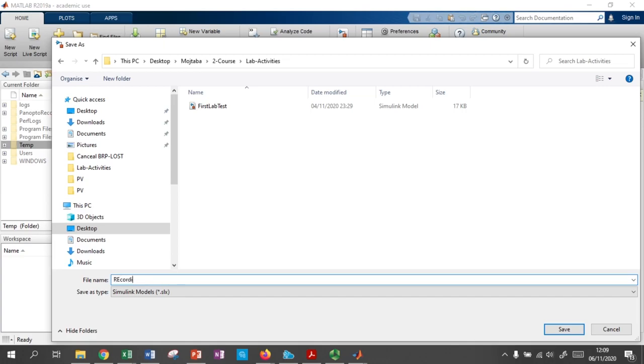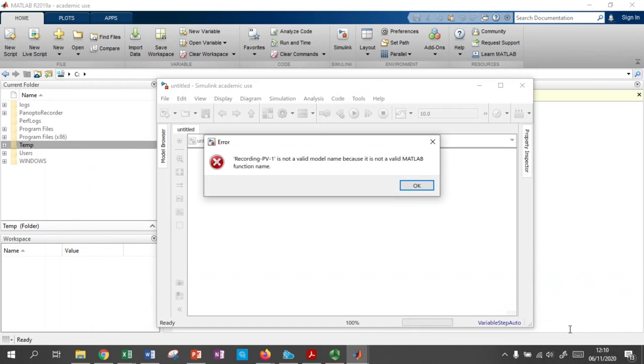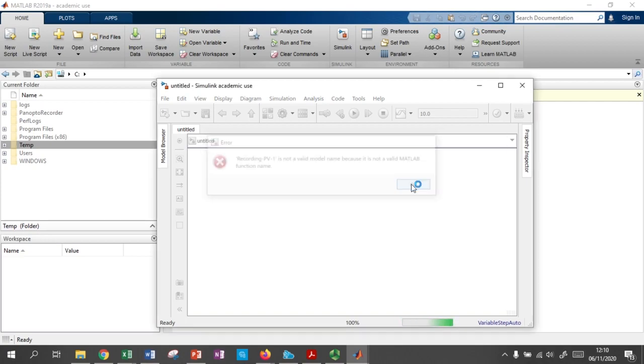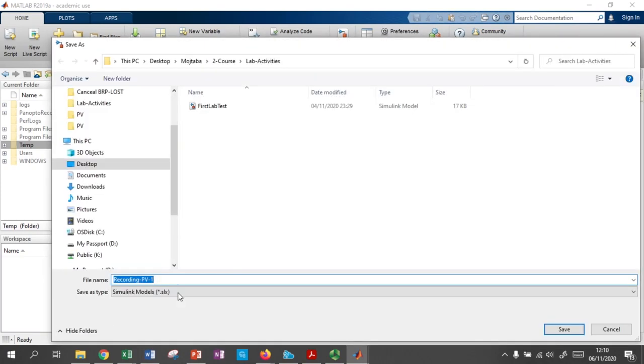recording PV, and I will keep it recording PV. Then I will save this one. Then there is a problem. You can find it here that it's not a valid model name because it's not a valid MATLAB function name. It's correct. Why? Because I use this dash line here. Then I will say OK and I will save it again.